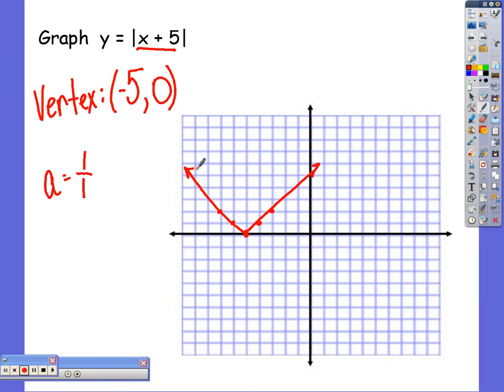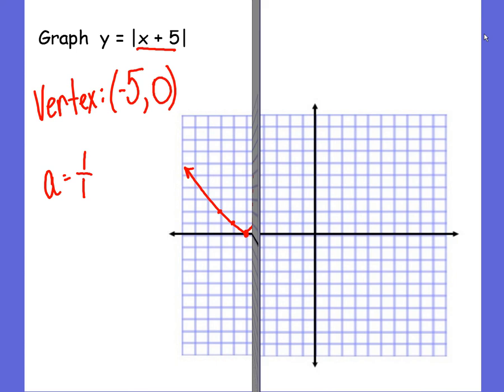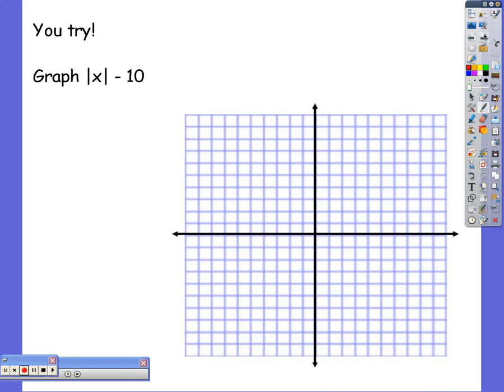Okay. The next problem is a U-try. So go ahead and graph this problem. Go ahead and pause the video. Go ahead and graph the problem. And when you're finished, go ahead and restart the video.